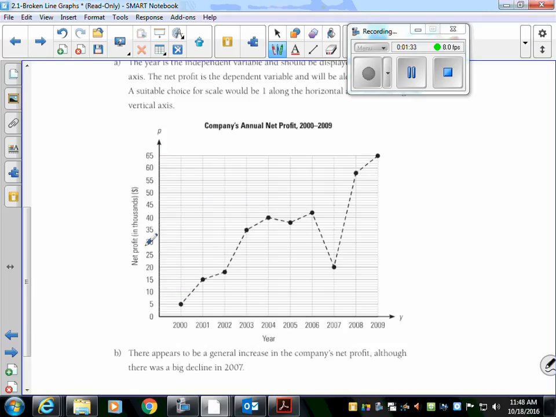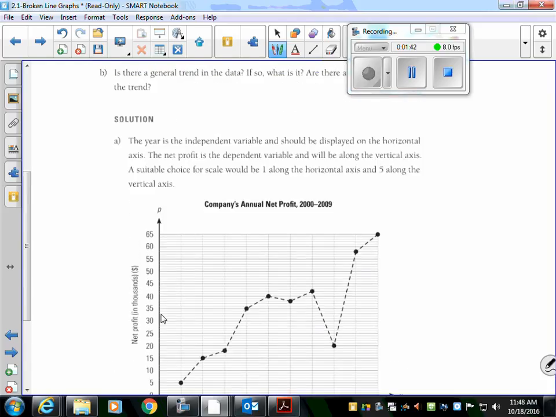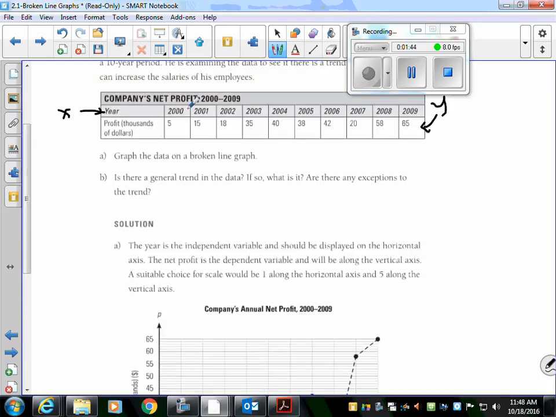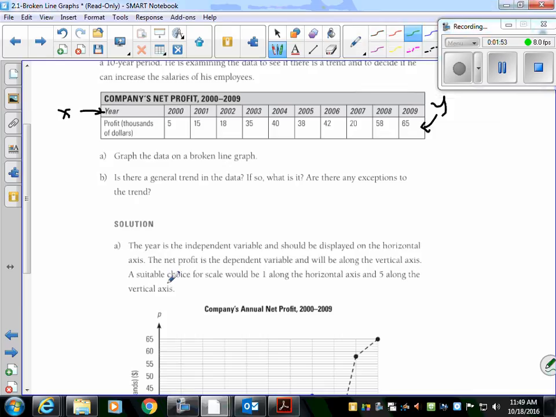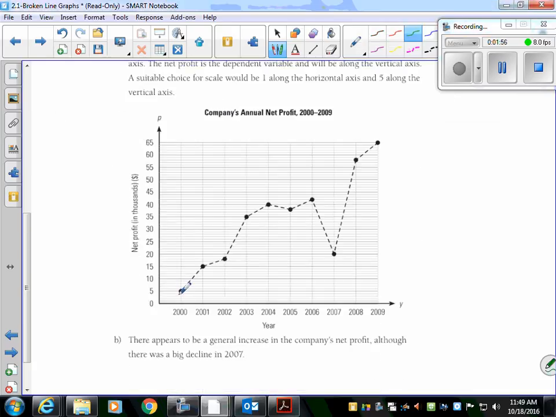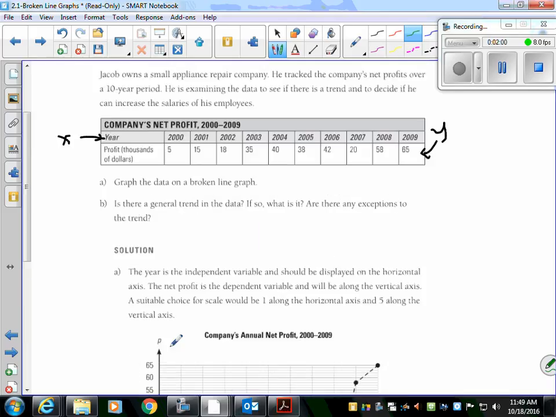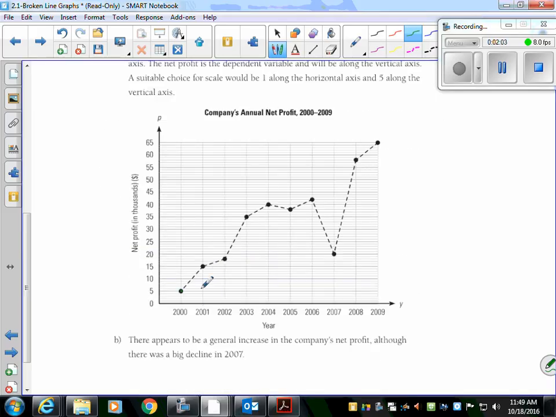Okay, sometimes your graph paper won't be that great. It won't have 65 lines up. So then you would make every line 2 or something like that, and then you'd have to read through it. So in this case, for every line is 1. So year 2000, it's 5. So if I'm going to do that, at year 2000 at 5, I'm going to place a dot. At 2001, it's 15, so at 2001, you place a dot at 15.